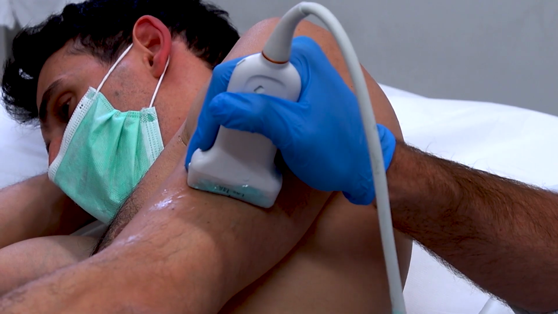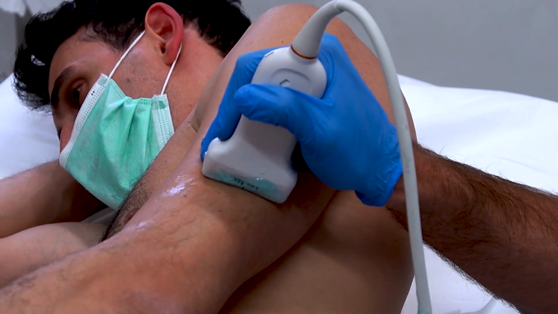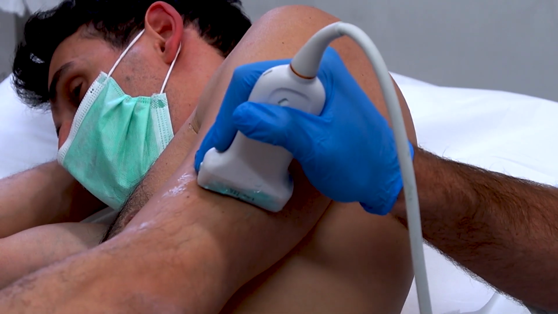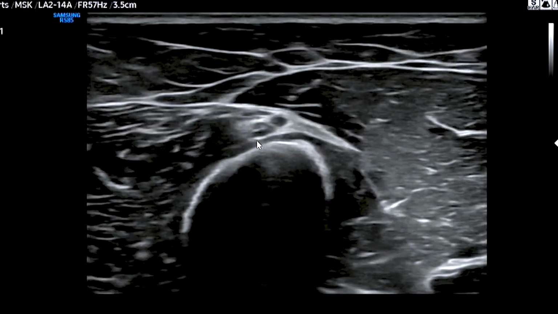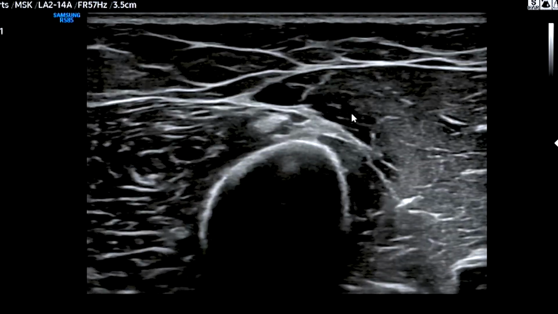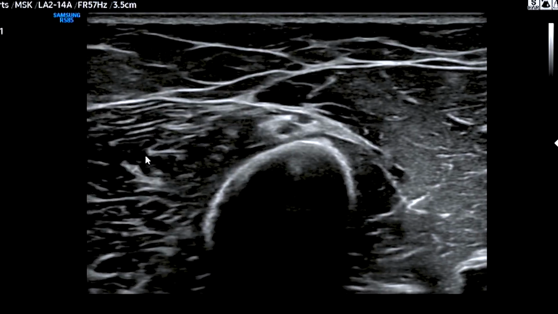Then, to follow the radial nerve, we have to slide the probe distally. You can see the radial nerve between the two heads of the triceps, the lateral head and the medial head.